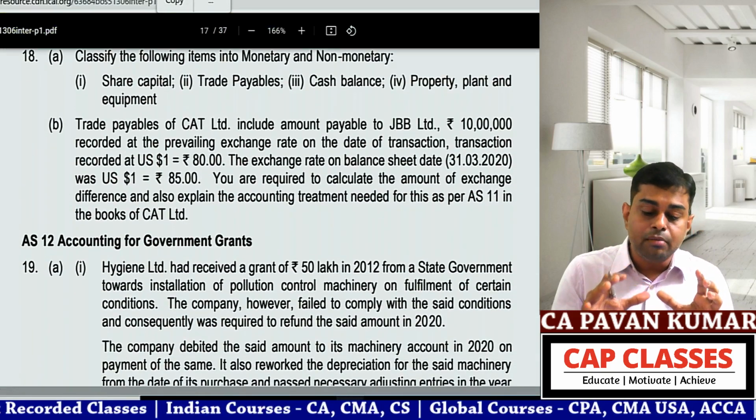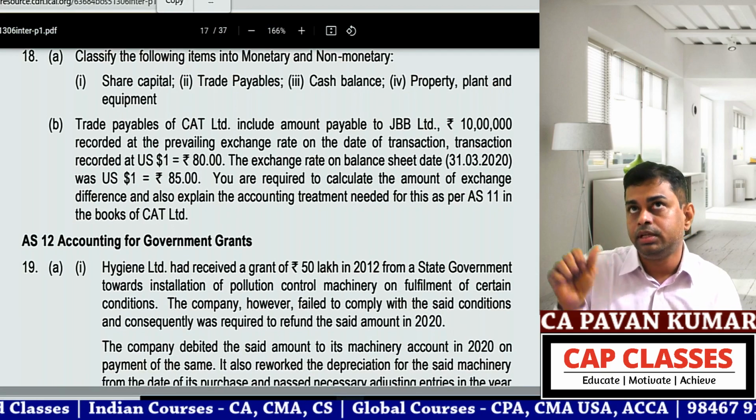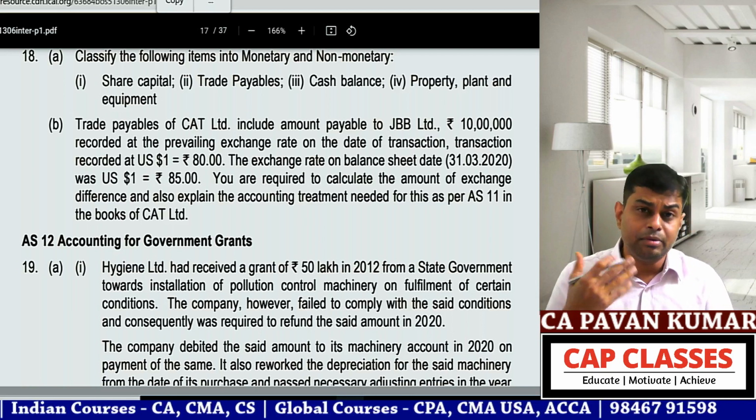Now, trade payables, hold on, trade payable, monetary or non-monetary? Monetary. Okay, trade payable is a monetary item.